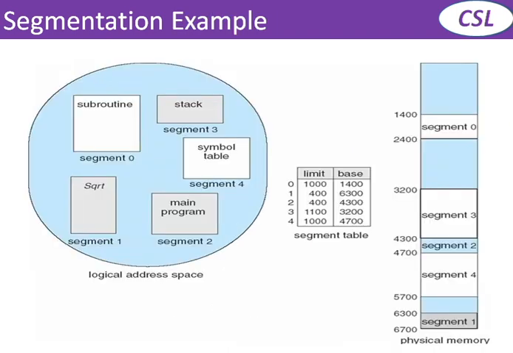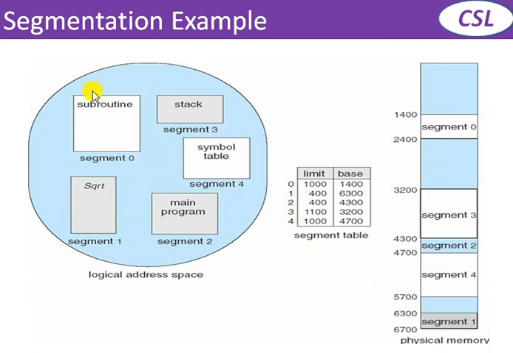Now you can easily understand this by taking this example. Here I have the logical address space. Our program is divided into different segments, and all segments are numbered: segment 0, 1, 2, 3, 4 like this. This is the physical memory, which has some address values. And this is the segment table. The segment table consists of the limit and base value of the particular segment number. These are the indexes, the segment numbers.